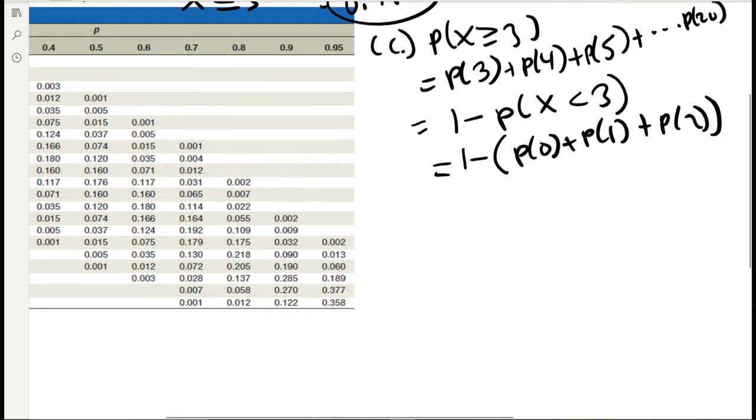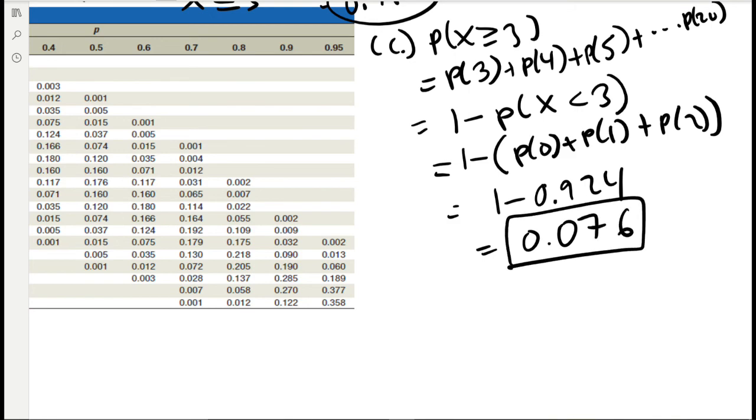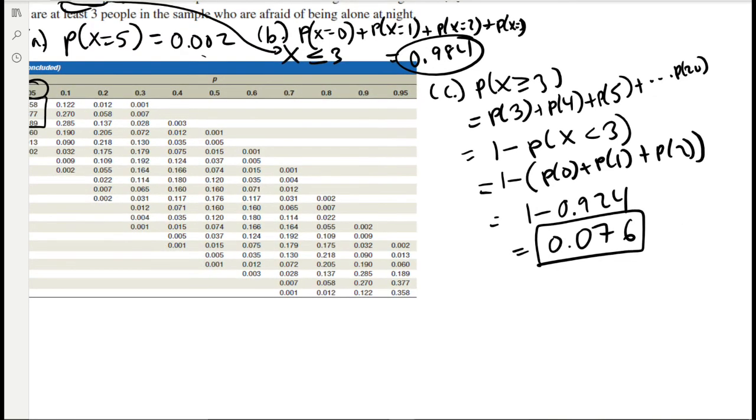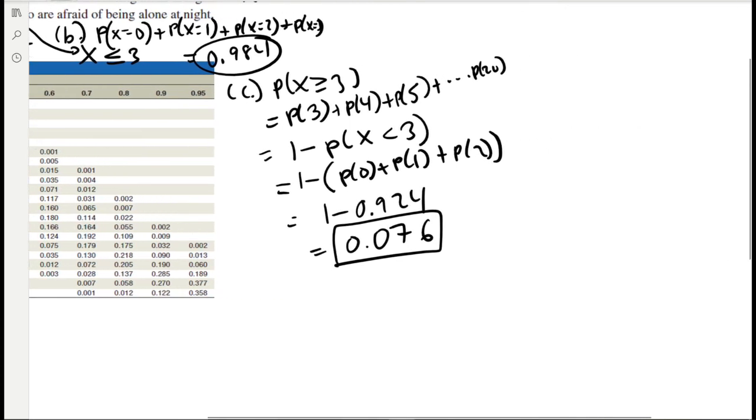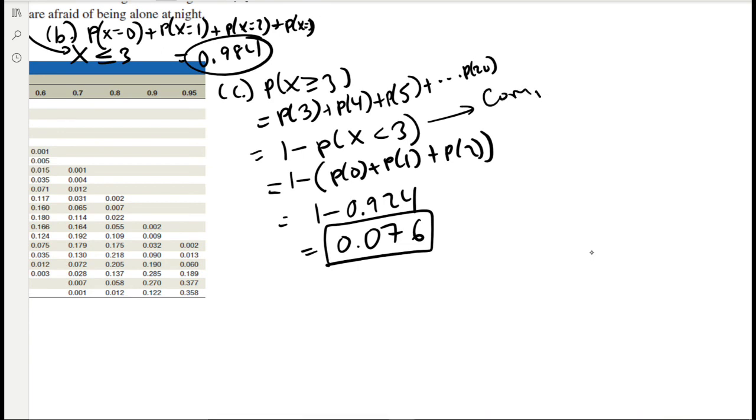So if we do that, if we add those up, you get 0.924. 1 minus that is 0.076. So a little trick to save some time there. You could of course add up those 17 numbers, but that would be a pain. And so we did a shortcut using what is called the complement rule.